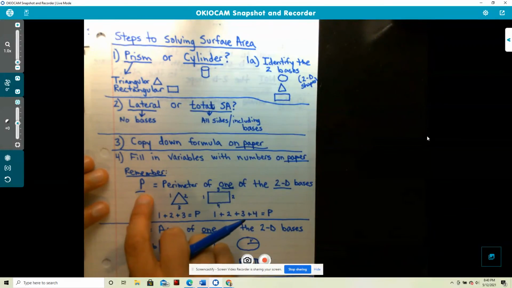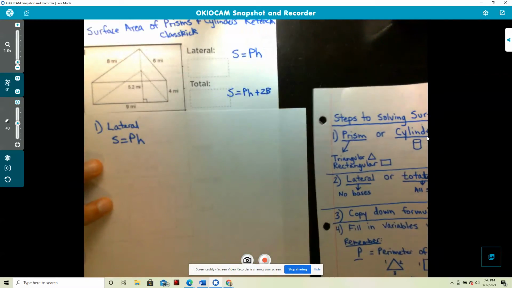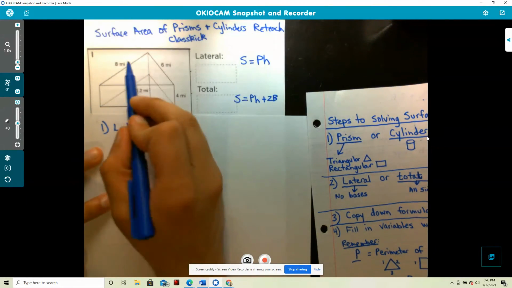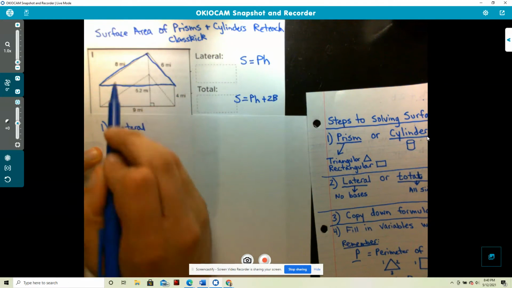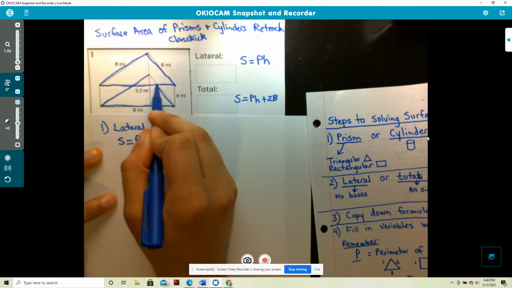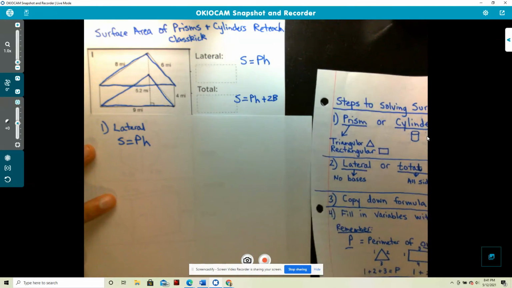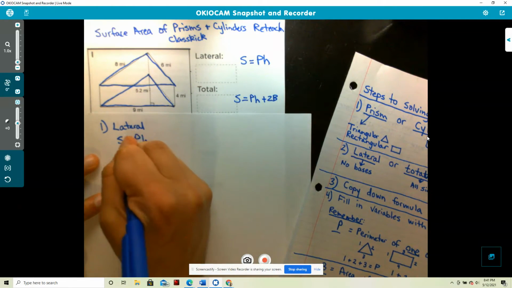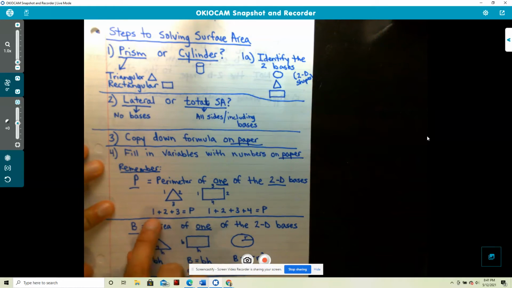All right, so taking a look at capital P, remember that is the perimeter of one of the two-dimensional bases. And remember, in a triangular prism, the two triangles are always the bases. So that top is the base, and this bottom of the entire 3D object, those are the two bases. So the triangles are always the two bases. Now, looking for P, the perimeter, very easy. Perimeter is just the sum of all of the outsides. So we've got side 1, side 2, side 3, and we add all those up together.